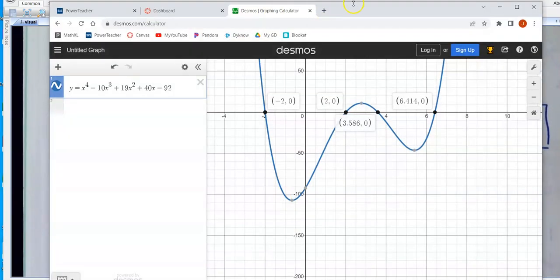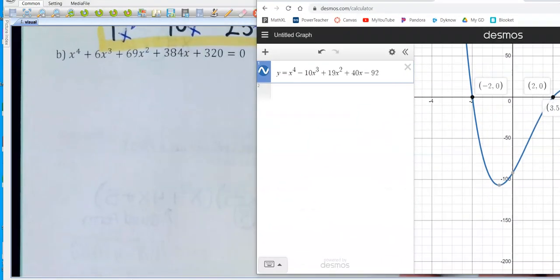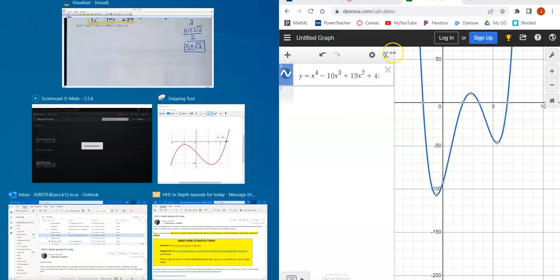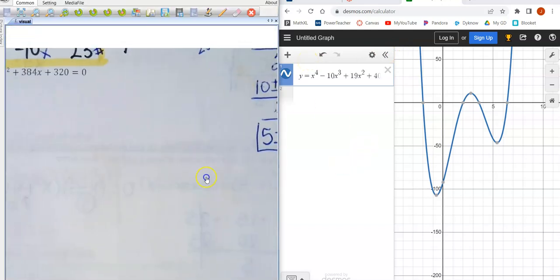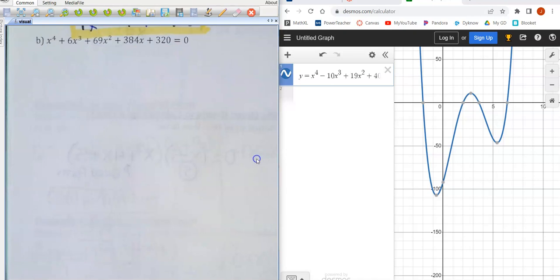I promise at least one of the zeros will be a nice number for any of these questions we're going to work with. Oh, I broke something. Okay, sorry. Gosh, I should not be allowed to operate a computer.